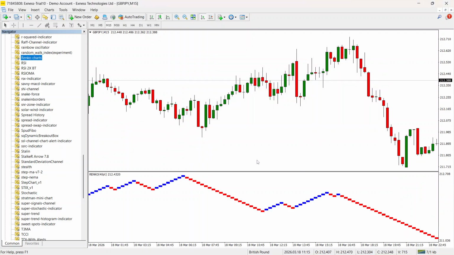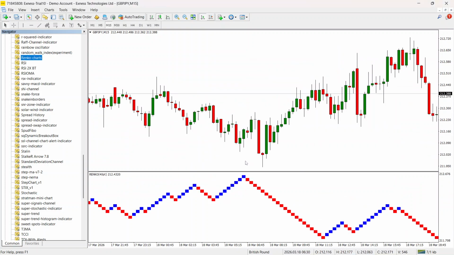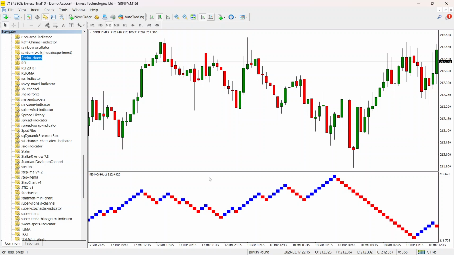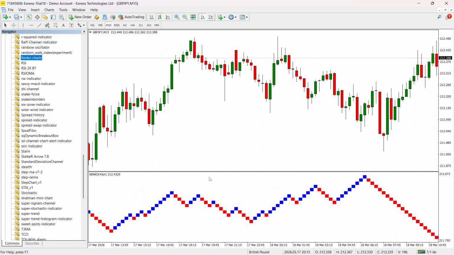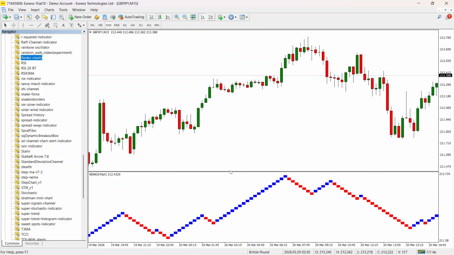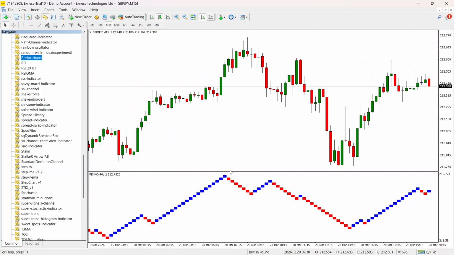The ultimate Renko MT4 indicator builds a Renko style chart where each brick represents a fixed price movement rather than a fixed time interval. New bricks are only added when price moves the chosen brick size up or down, so small intrabar noise and back and forth ticks are ignored.